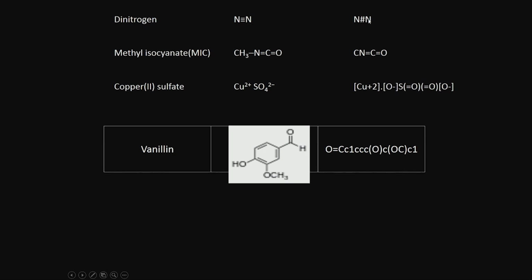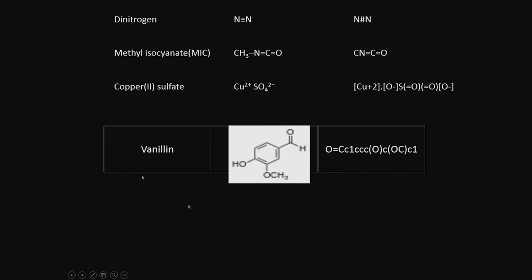Dinitrogen, N triple bond N, is shown like this. Methyl isocyanate, okay, as you can see here, CH3N double bond C double bond O. So, we show CN double bond C double bond O, it is very simple. Okay, what about inorganic? Copper sulfate, Cu2 plus SO4. So, you put like this, Cu2 plus 2 with a square bracket, there is one bond, O with the minus, and then we have S, then S is connected with the double bond O, and again double bond O, and then there is a square bracket for O minus.